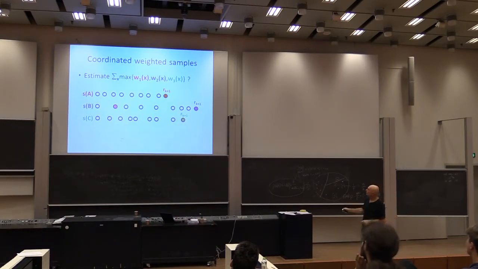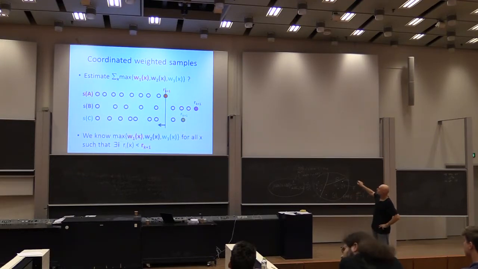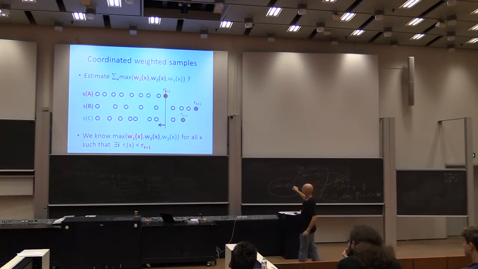So in fact, for this item, for example, this item is harder to use because I see W2, and I'm not sure that W2 is the maximum, right? It could be that W1 is larger, but I still don't see the item in the sample here because it was not large enough to drive the rank below the r_k, the red r_k. But what I'm saying is that I can use all the items for which I actually know the maximum weight, all the items in the union of the three samples, such that the smaller rank of the item is smaller than the minimum of these r_{k+1}.